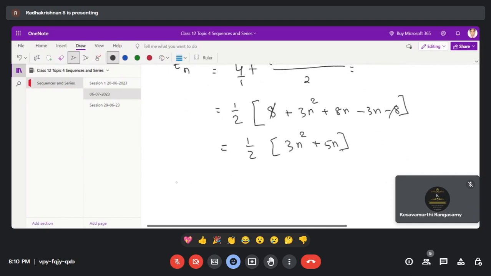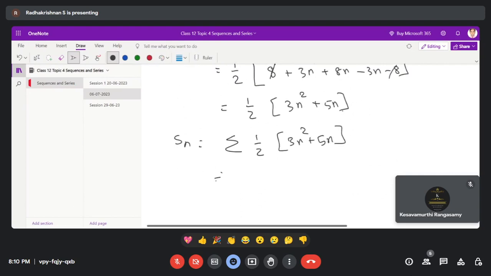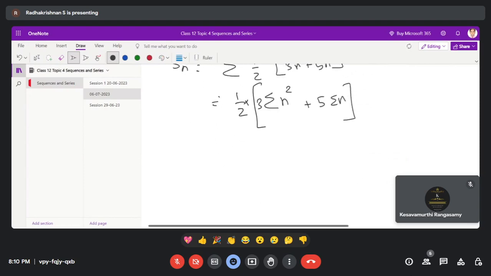So if this is your Tn, Sn will be sigma of this. Half into 3 sigma n square plus 5 sigma n. Now you put the formulas.